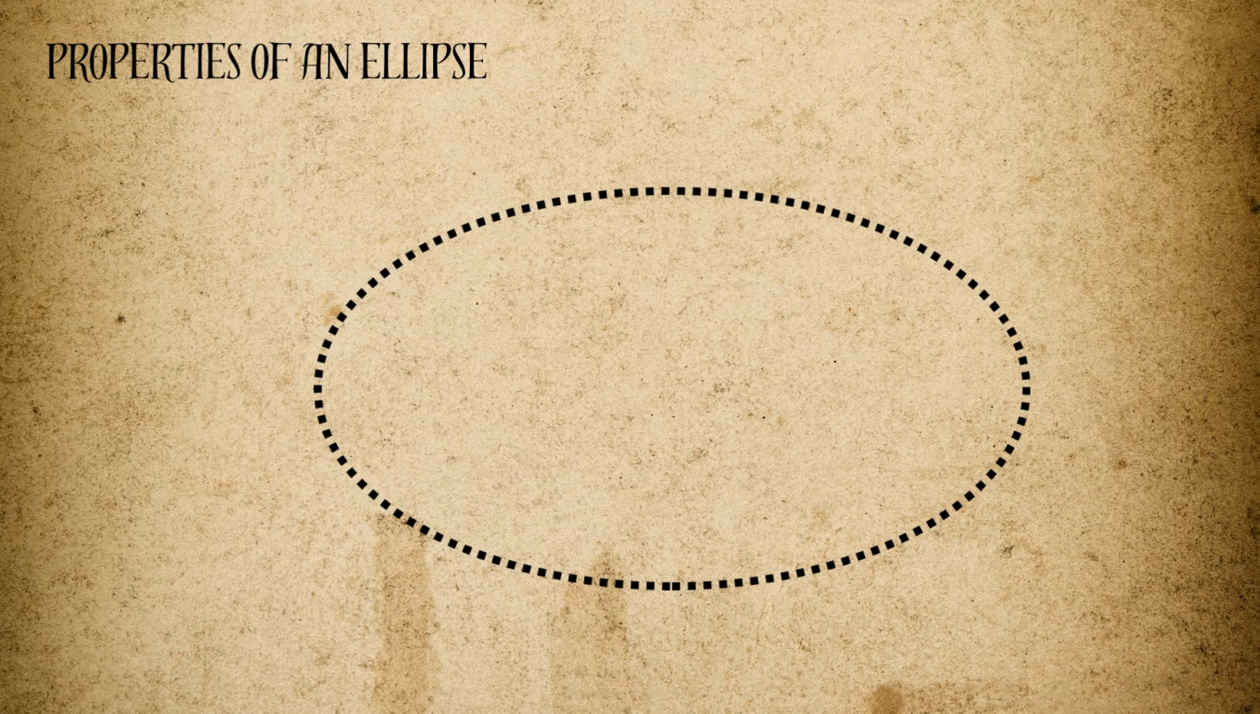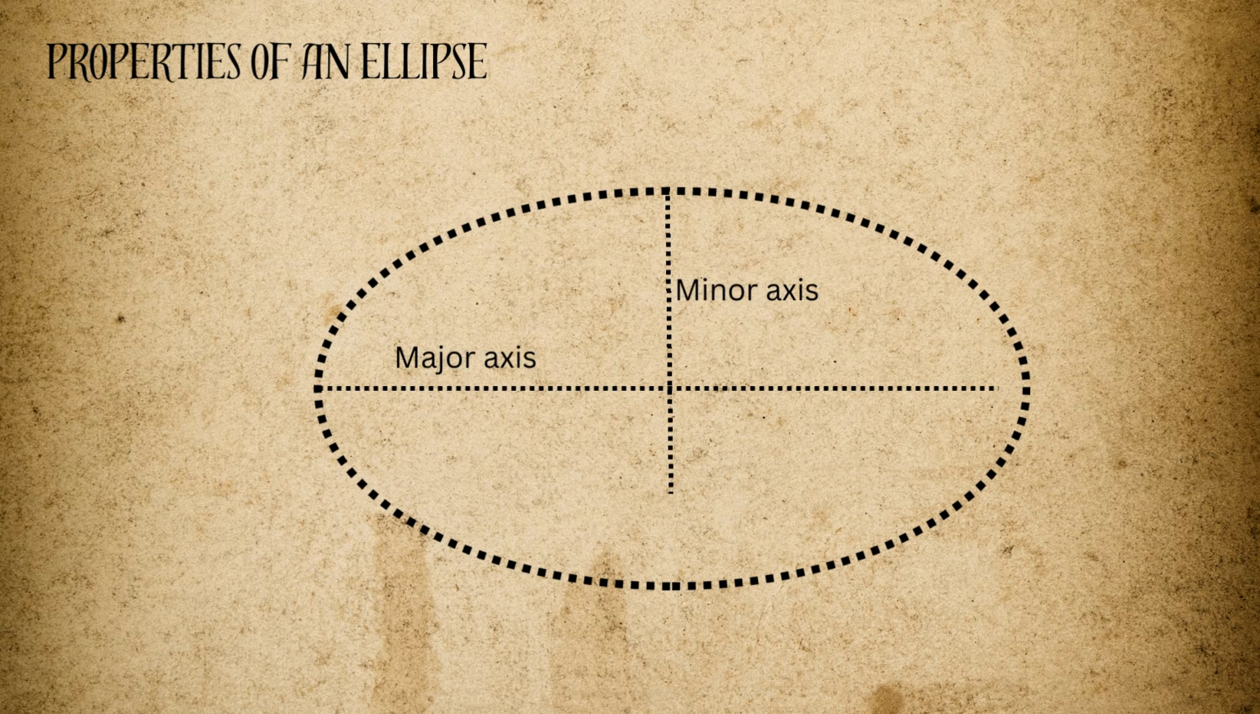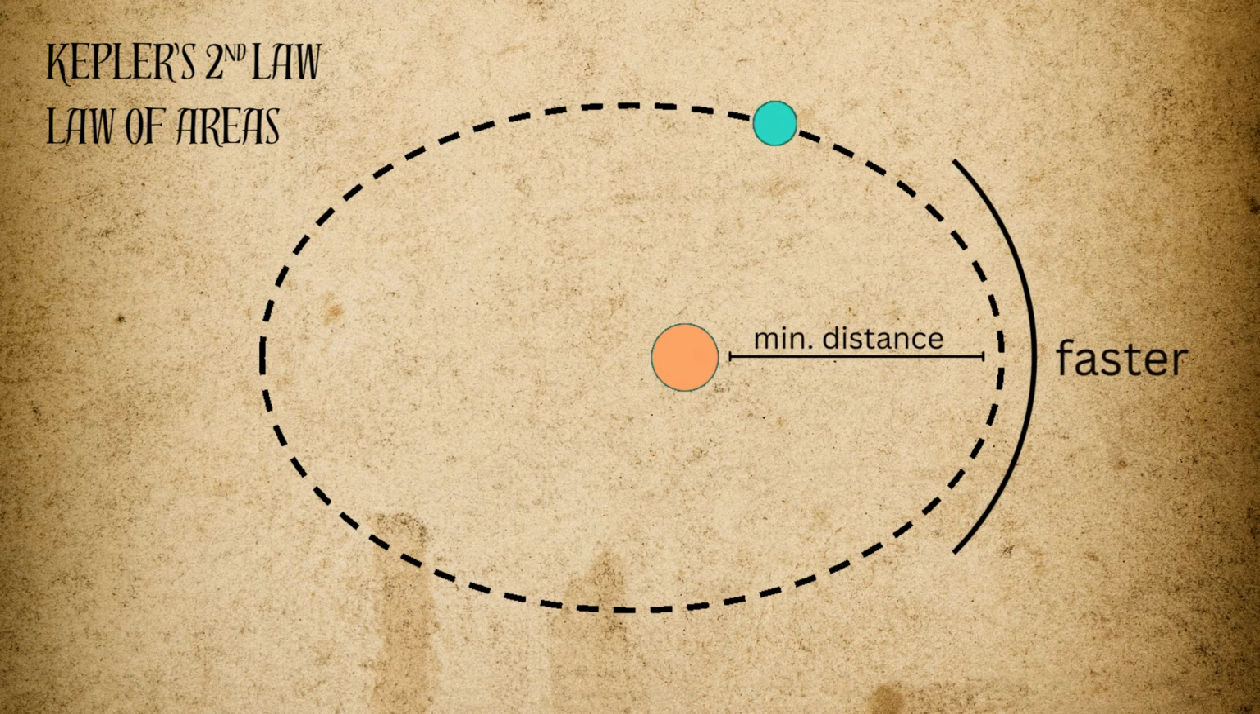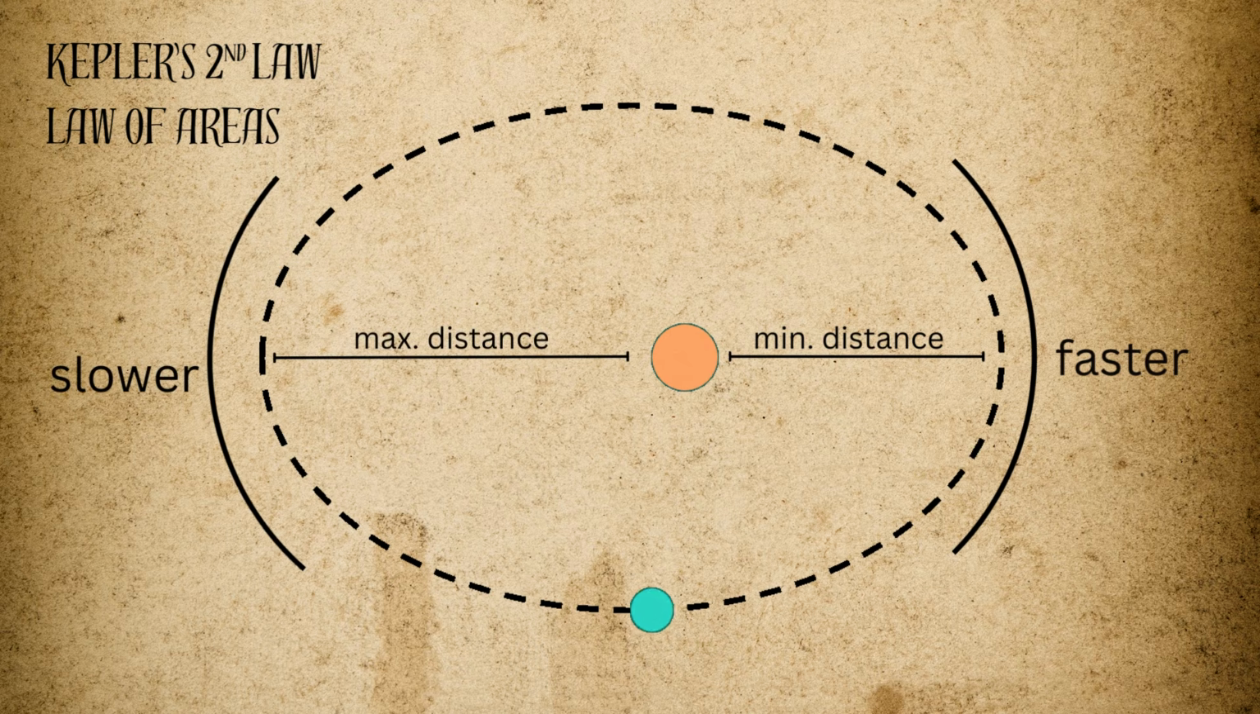Ellipses have 2 axes, a major axis and a minor axis. Half of the major axis is called the semi-major axis. You'll need to know this for Kepler's third law. Kepler's second law showed that a planet's speed is not constant. It is faster when it is closer to the Sun and slower when it is further away.